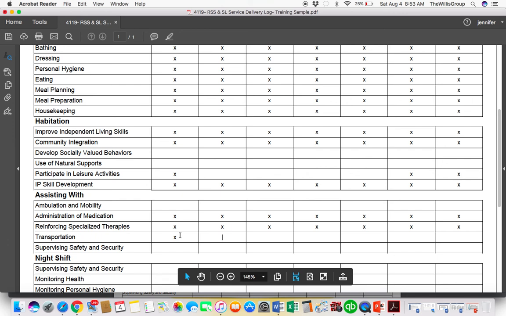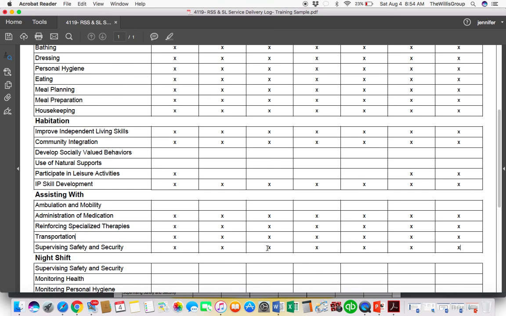We do transport. We transport them to and from places like day habilitation and doctor's appointments. So if you've transported, this is probably just going to be every day, because we do take them someplace, usually every day, whether it's church or out in the community. Every day they at least are being provided with some transportation. We should always be supervising safety and security, so this is always going to be checked.